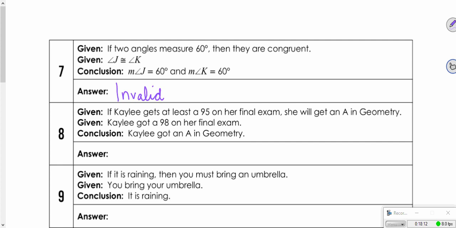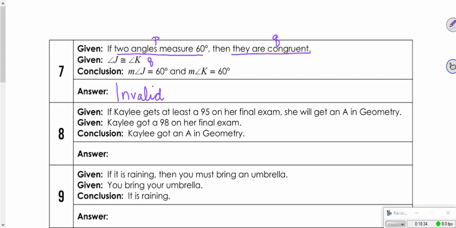Yeah, this is another example of they kind of flip-flop the P and Q. Okay, so this is your P: 2 angles measure 60 degrees. They are congruent is your Q. What they gave you here was the Q. Well then we can't necessarily conclude the P. We can't go backwards, so that's invalid.